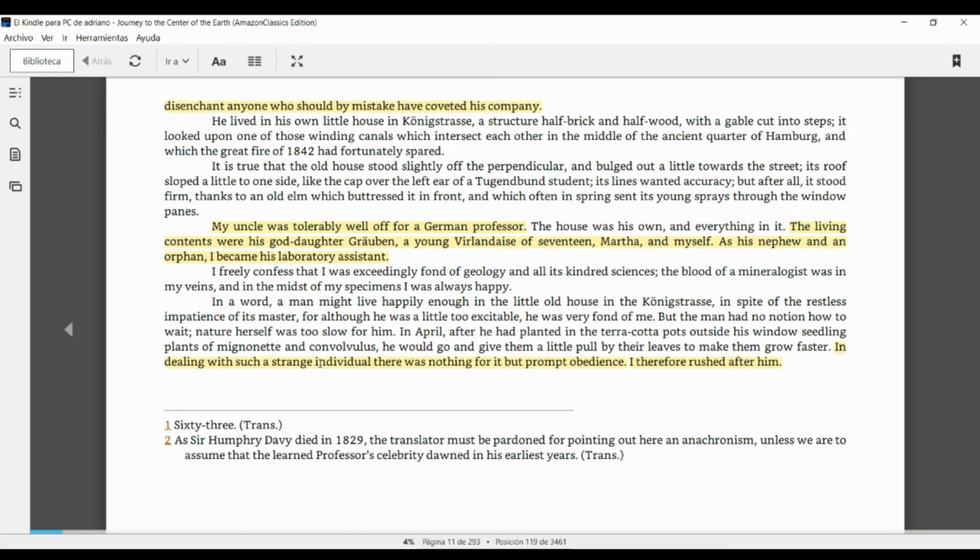So in the same chapter 1, we can see the greatness of Verne, who can move from the narration, the dialogue, the description, keeping our attention all the time.